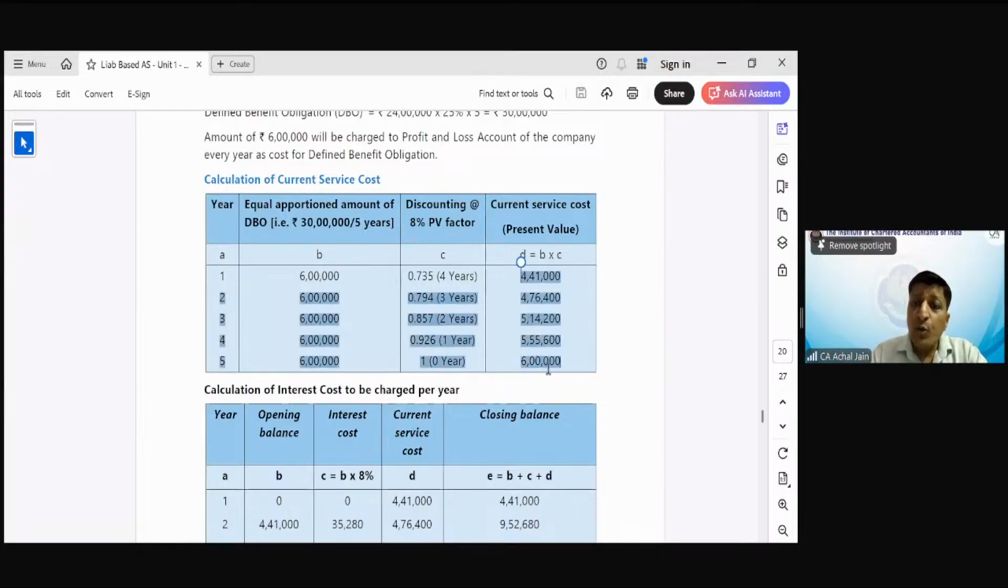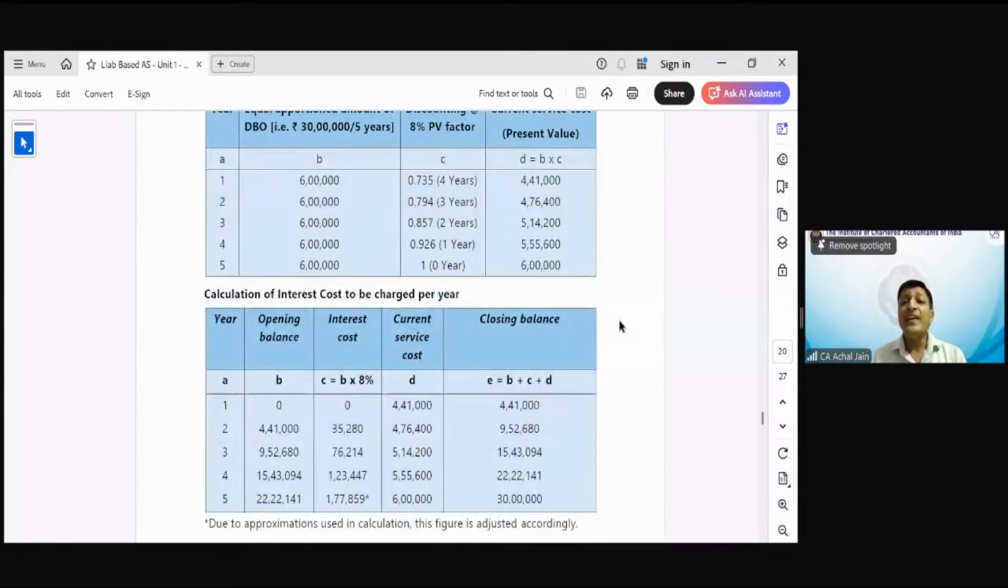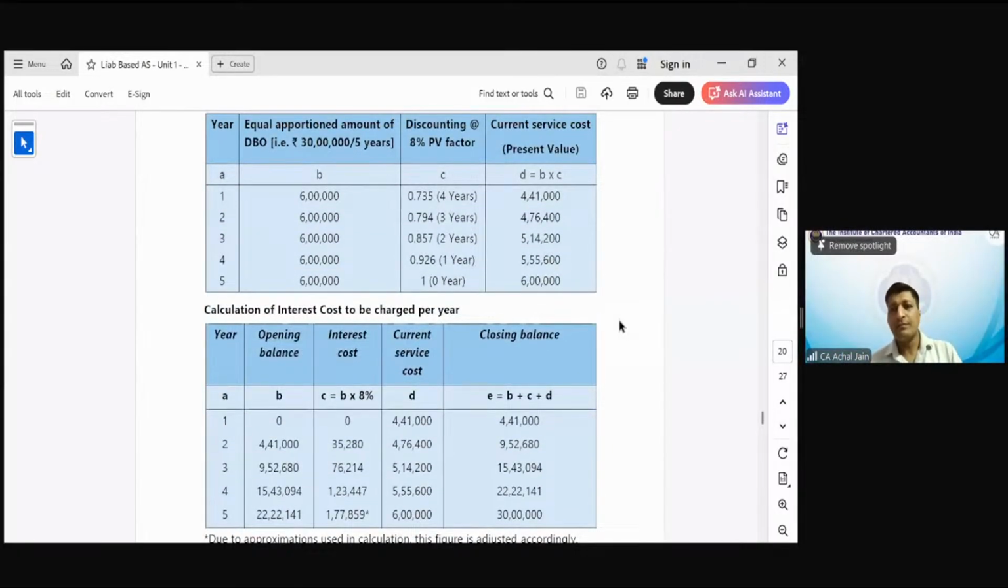Now these amounts will go to P&L. 4,41,000, 4,76,000. All of these amounts will go to P&L. Correct? So this first part is clear. Now, every year when you record a service cost, let's suppose at the end of first year you have this service cost of 4,41,000. Can you tell me the accounting entry you will pass at the end of first year? Over to you quickly.